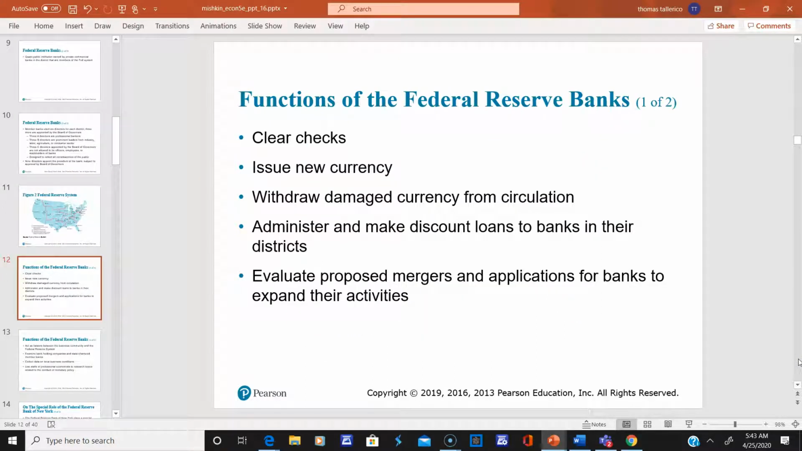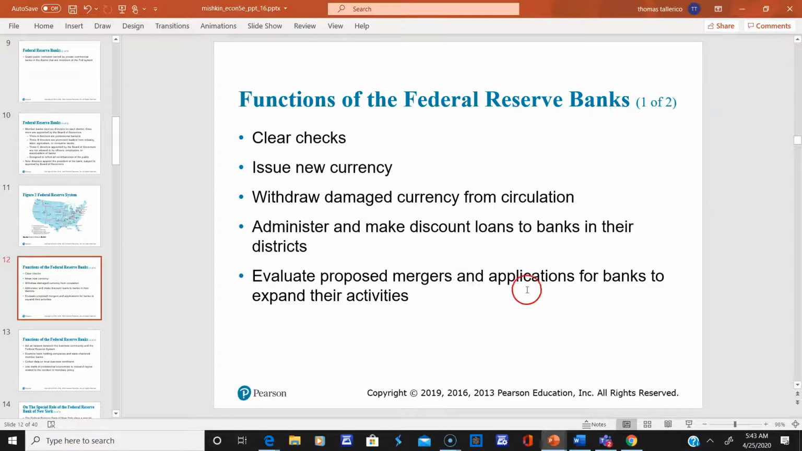So the functions of the Federal Reserve banks: they clear checks, they issue new currency, they remove any currency that can't be used anymore if it's illegible or unusable. And they make discount loans to banks in their districts. Now, a lot of times banks don't want loans from them. Banks will take loans from other banks.